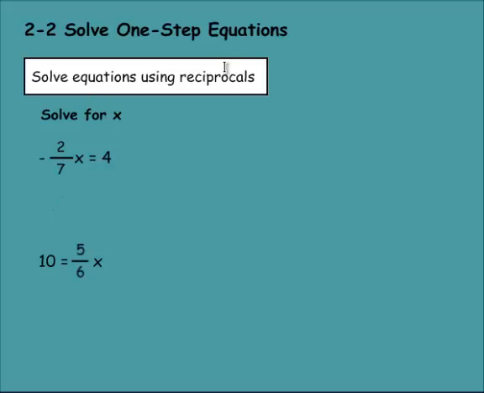Let's solve using reciprocals then. Whenever we have these fraction equations, negative 2/7 times x equals 4, whenever you're multiplying times the fraction, you can always just divide by the fraction, right? And then instead of doing all that extra rigmarole, we can just multiply times the reciprocal, because we know that dividing a fraction, you multiply times the reciprocal. So the reciprocal of negative 2 over 7 would be negative 7 over 2. And we would do that to both sides here.